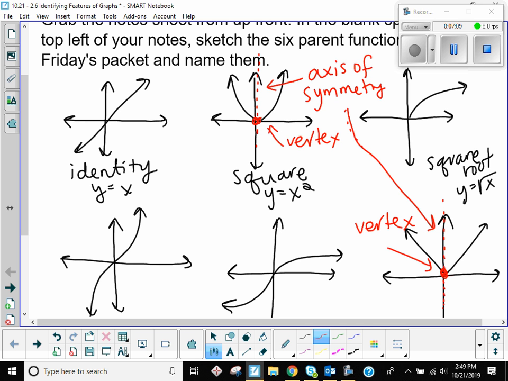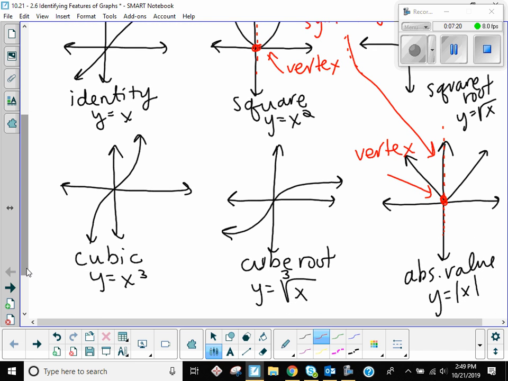So only those two graphs have a vertex, but some of the other graphs have special points, they just have different names. So for example, on the cubic and the cube root graphs, this special point where their behavior changes a little bit, these points are called inflection points. And we'll be looking for those points when we start doing transformations. We'll be using that as a point to help us figure out where our new graph should go over the next couple of days.